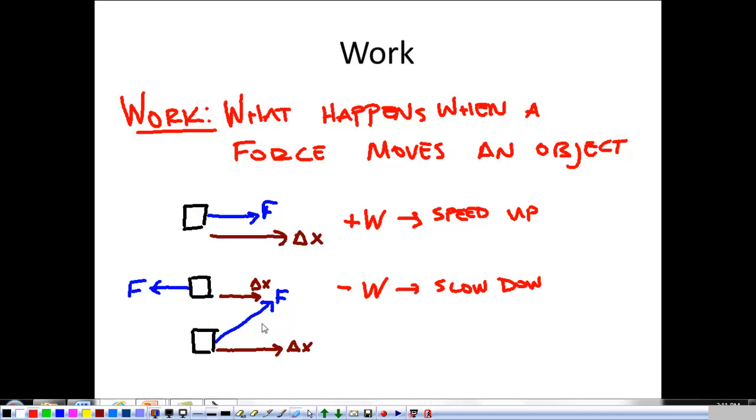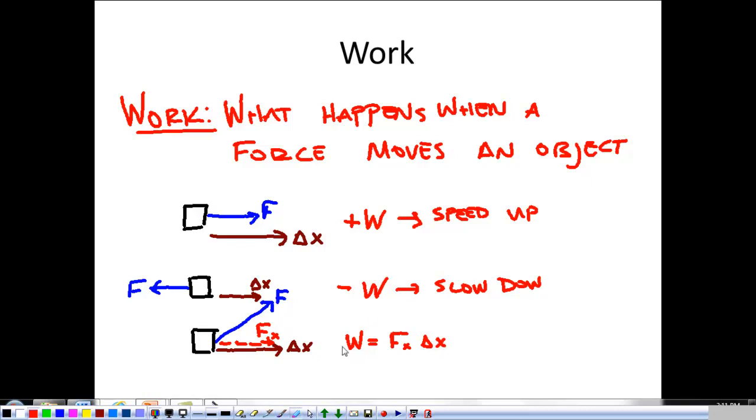And this is where the cosine theta thing came up last time. Looking at this force, not all of this force is making this object move. In fact, only the horizontal part, or the x part of my force, is getting this object to move anywhere. So when I look at the work done by this force, it's just the force in the x direction times my displacement in that direction. That's how I do it.